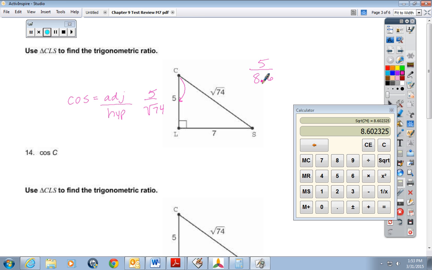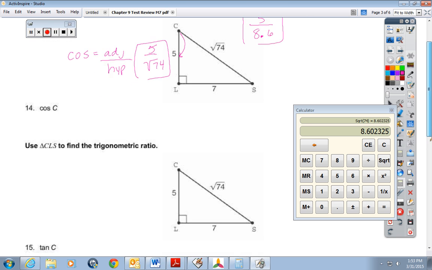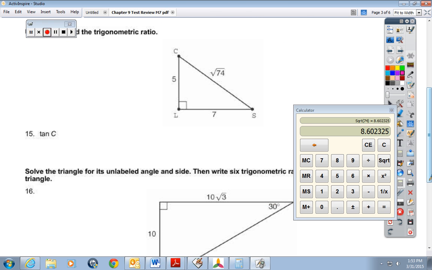And then number 15, I'm going to guess, is the tangent. The tangent is the opposite over the adjacent to angle C. So the opposite is 7, and the adjacent is 5, and you would leave it just like that.